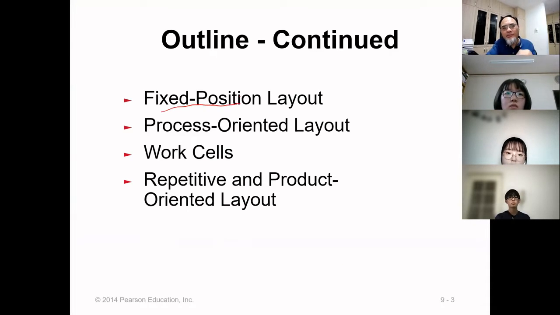And you have fixed position for certain products. You cannot let the product flow. Bottled drinks, that is considered a product layout. But in a fixed position, aeroplanes are a fixed position layout. You bring all the materials and the men to the product. You don't bring the product into a long production line. They have one or two, maybe three stages.